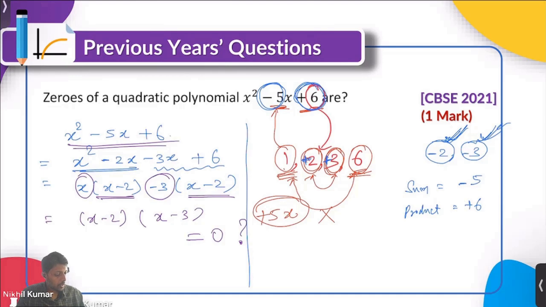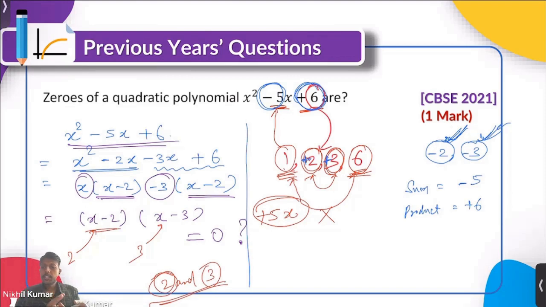So if instead of x, if I put 2, this term will become 0, making the entire polynomial 0. If instead of this x I put 3, I'll get 0 again. So 2 and 3 are the zeros of your polynomial. You have found your answer.